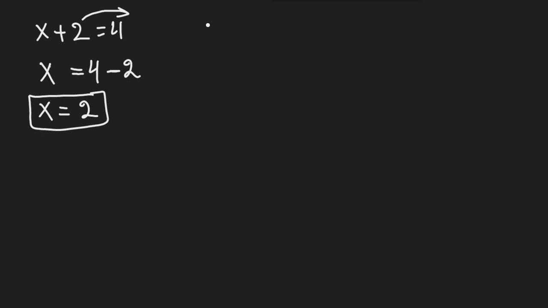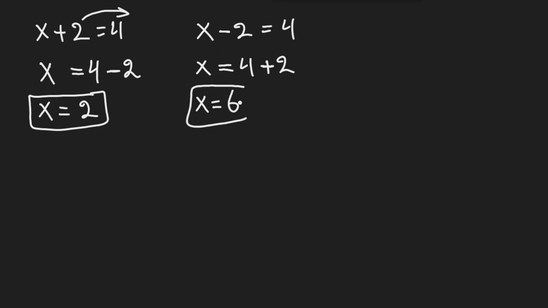If it is negative, for example x minus 2 equals 4, we write x equals 4 minus 2, and when we switch it from left to right, we have to change negative to positive. It's going to be positive 2. x equals 4 plus 2, it's 6. So if we put 6 here, 6 minus 2 is 4. If we put 2 in the previous one, 2 plus 2 is 4. And both sides are equal.